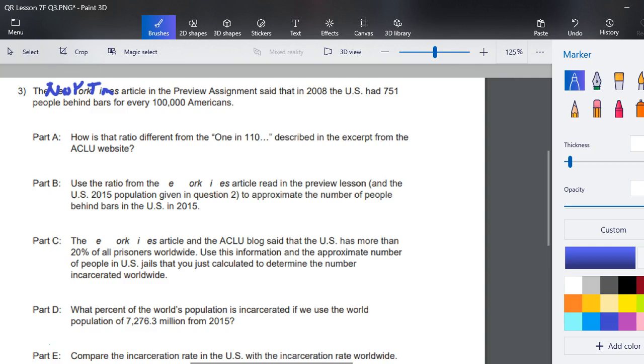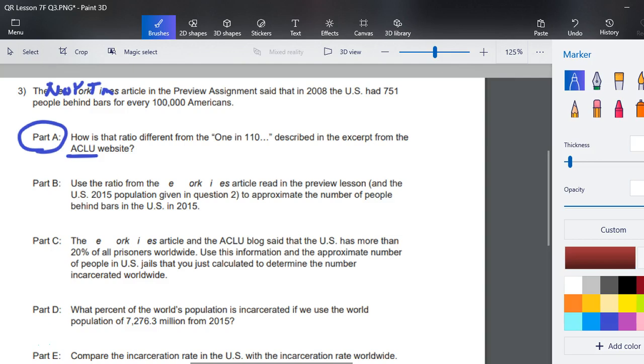Question number 3. The New York Times article in the previous assignment said that in 2008, the United States had 751 people behind bars for every 100,000 Americans. Part A. How is that ratio different from the 1 in 110 described in the excerpt on the ACLU website?